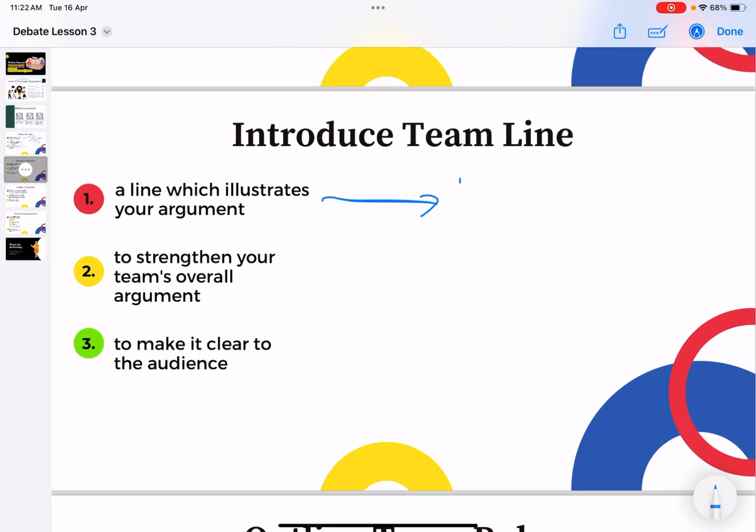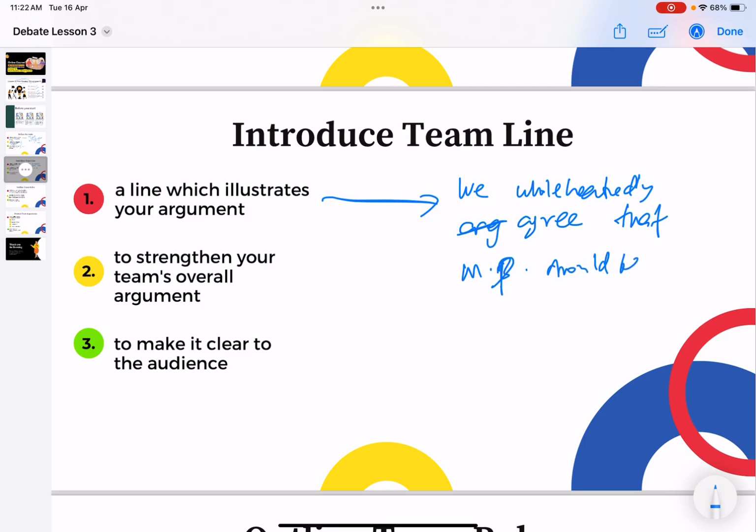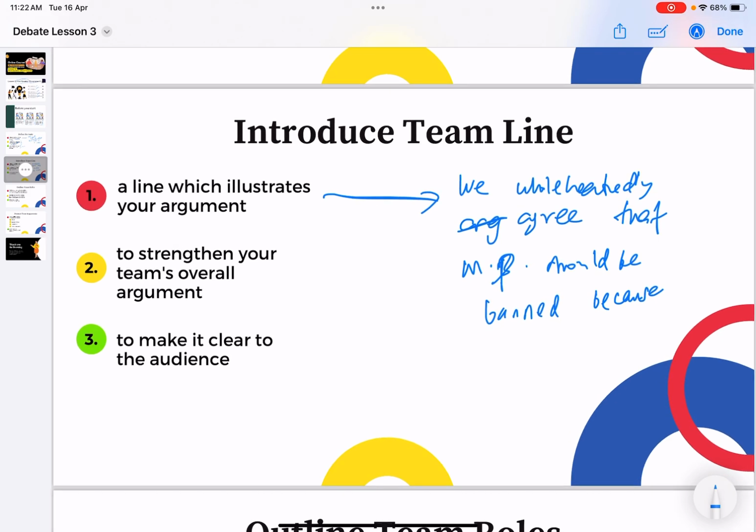Okay, we wholeheartedly agree that mobile phones, I'm just going to put MP, mobile phones should be banned. Okay, because, no, you have to say in the classroom. Okay, you have to say this. If you just say mobile phones should be banned, you are missing the point. And if the opposition is very smart, they are going to destroy you.